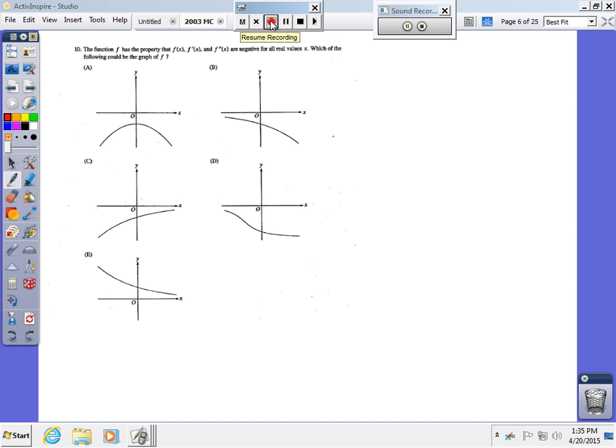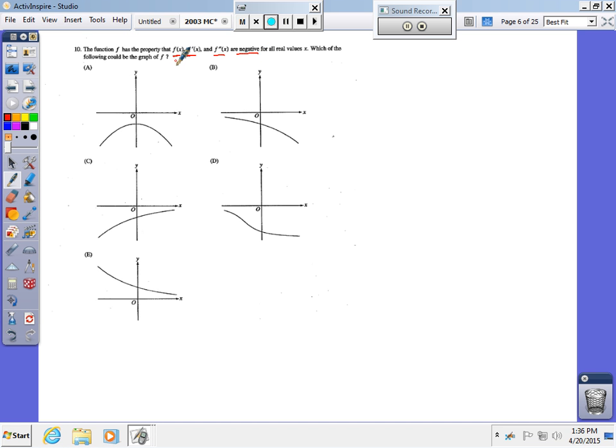Okay, 2003 multiple choice. I think we're doing 10 to 18. All right, number 10, the function f has the properties such that the function, its derivative, and its second derivative are all negative. Which of the following is the graph?